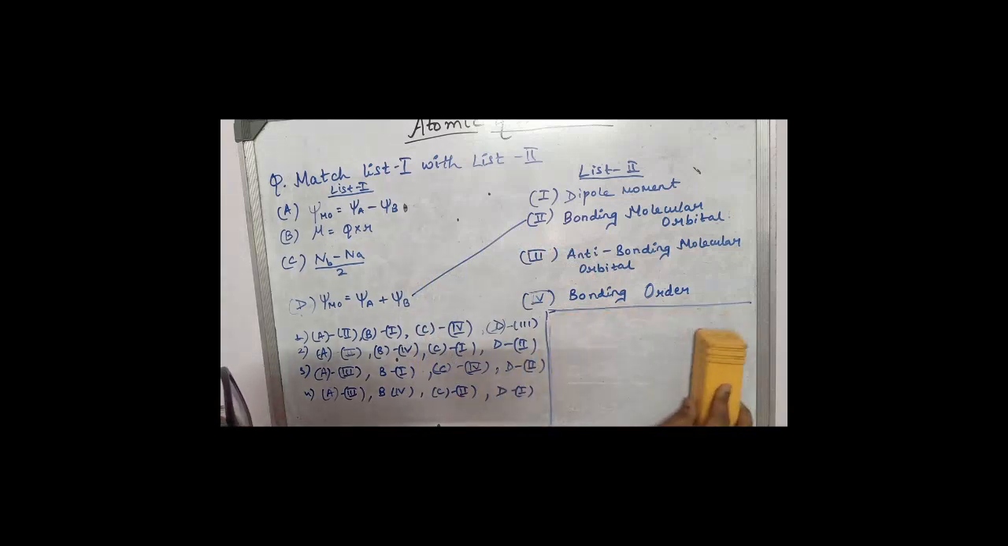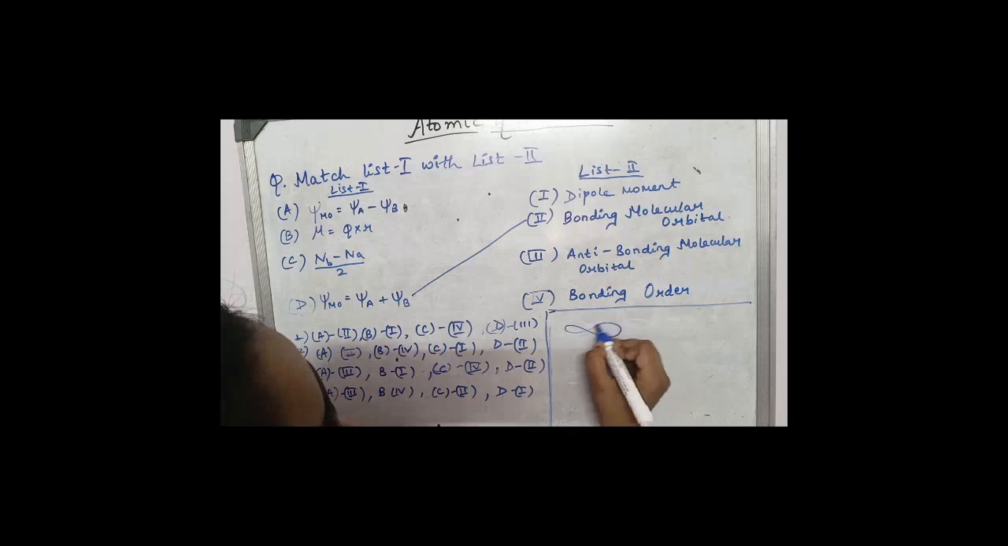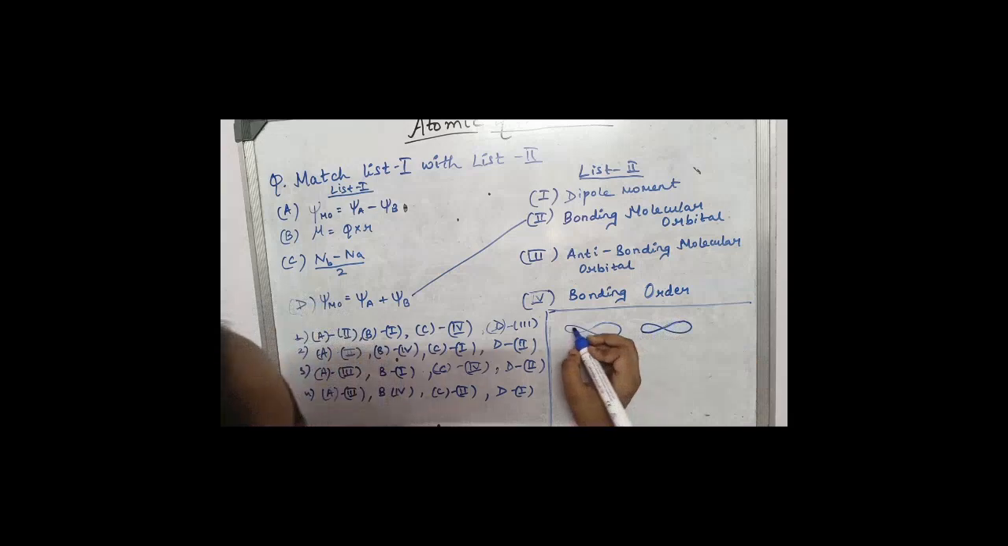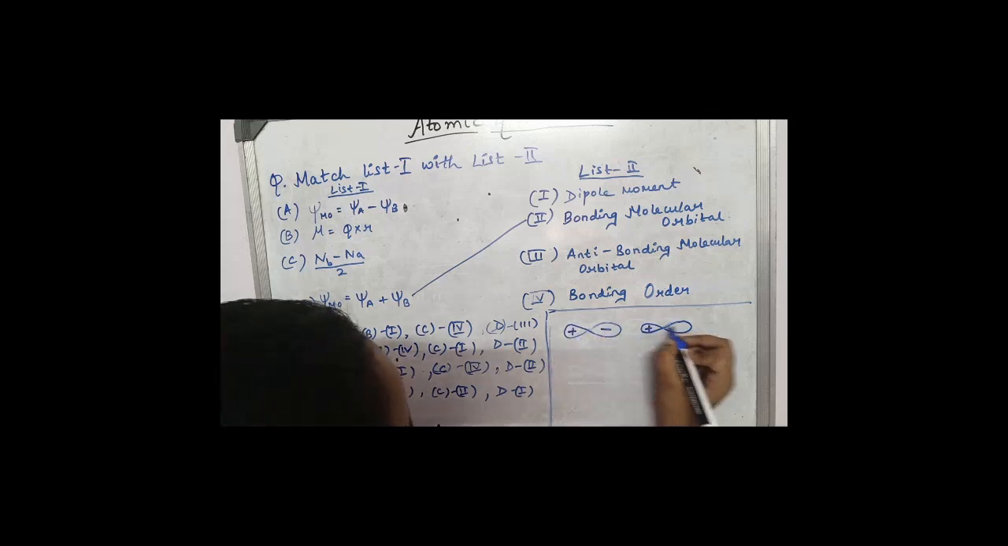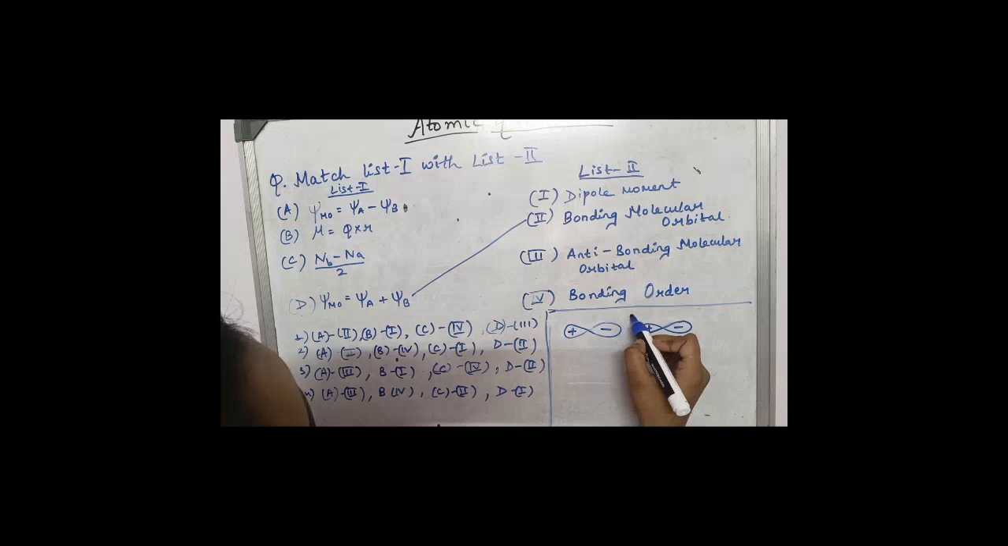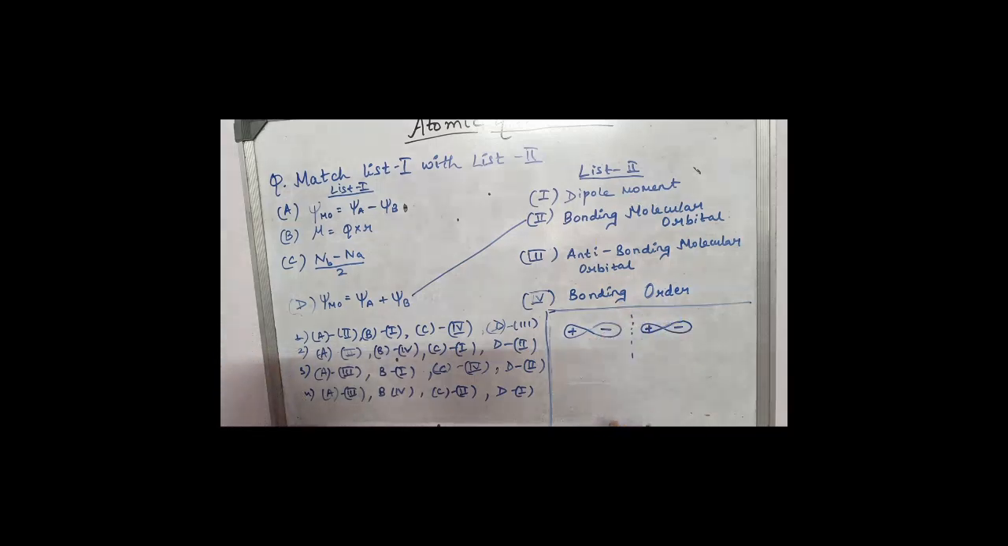Now let me erase this part. So now what happens in case of anti-bonding? Again I take the example of two p orbitals. This is just for demonstration purposes. The actual scenario is a lot more complex than this. So if this is negative, this is positive, and this is positive and negative. So what happens? There is an anti-bonding. There is a node in between these two. So there is an anti-bonding. This is called an anti-bonding orbital.